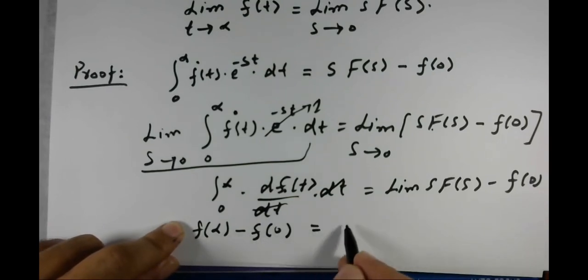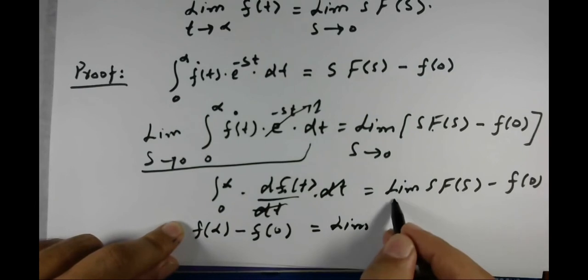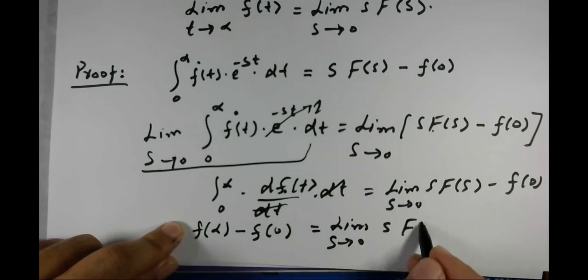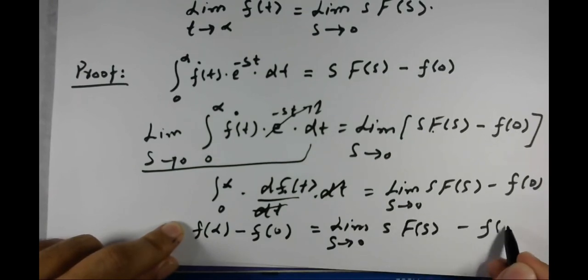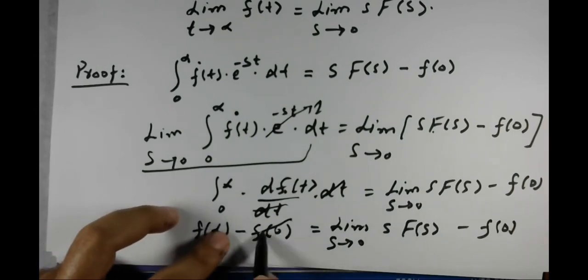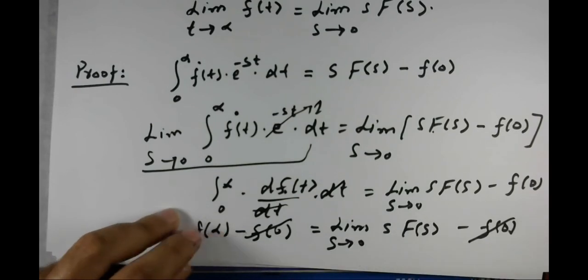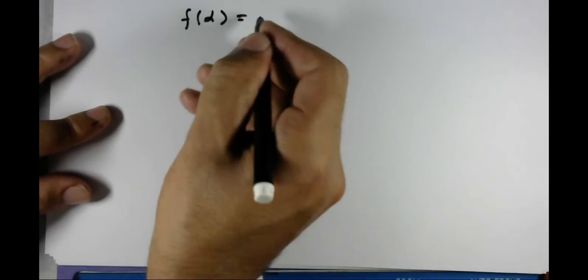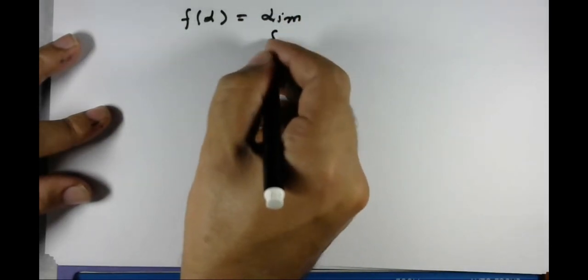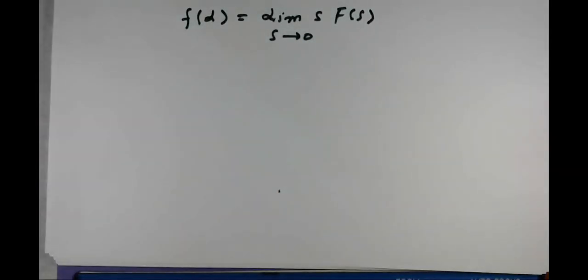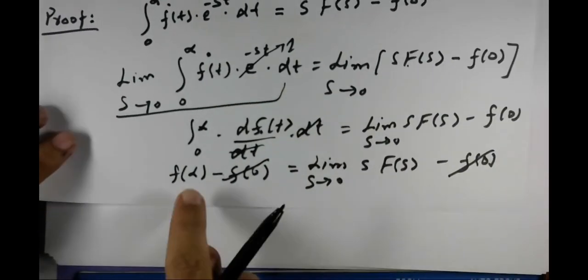Okay, so this is equal to the limit as s approaches 0 of sF(s) minus f(0). This is the final answer we are getting, right? So here this is minus f(0), and here it is minus f(0), so they cancel out. And here this is f(infinity). I will write it. So this is what we get: f(infinity) is equal to the limit as s approaches 0 of sF(s). This is what we finally get from this equation.